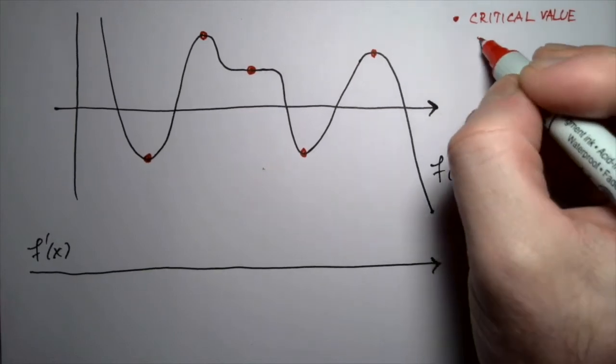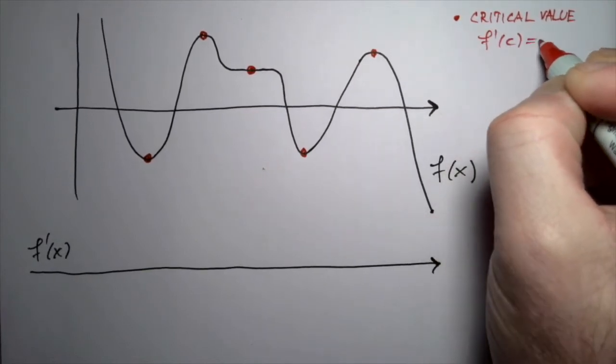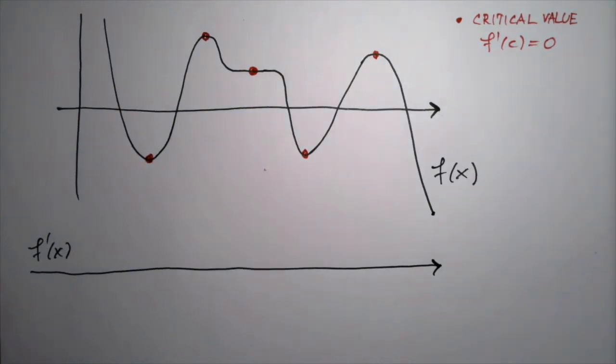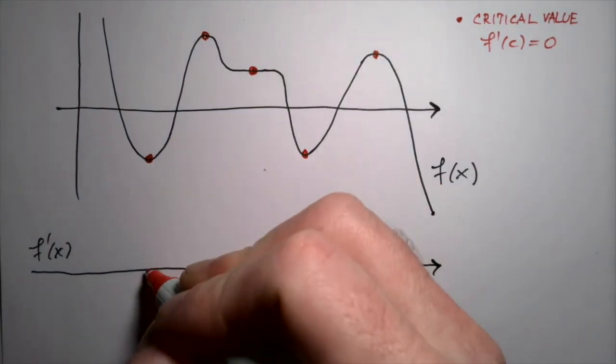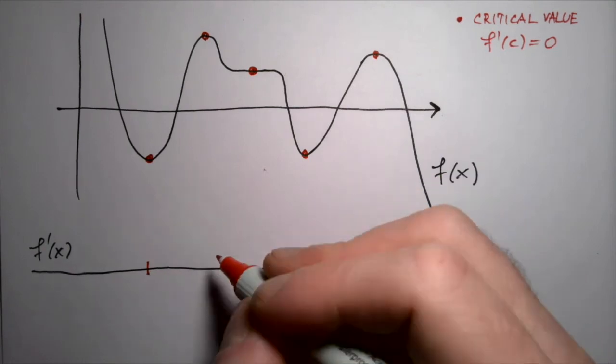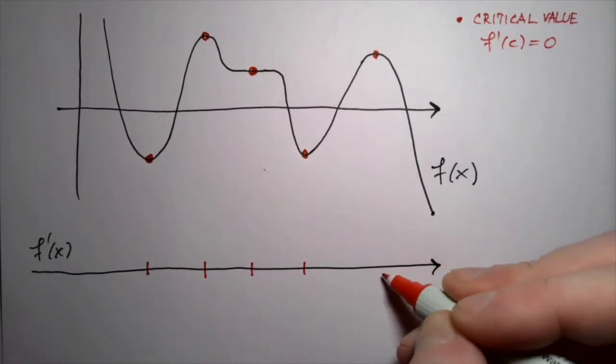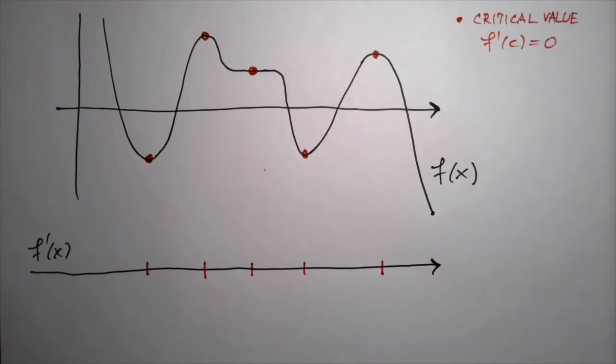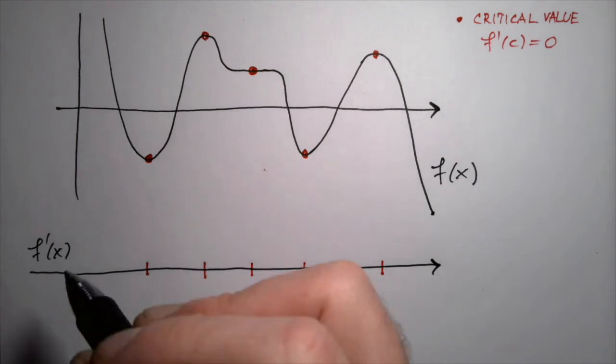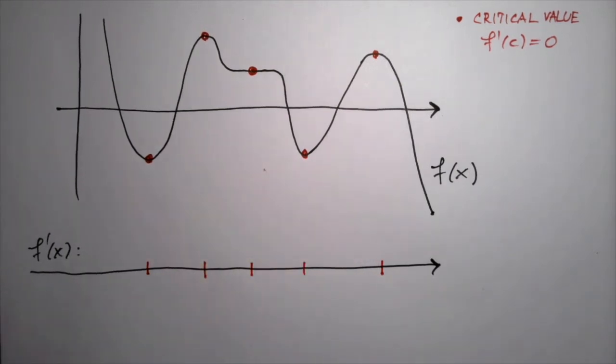So that's a spot where the derivative is equal to 0. That's what that means. And now let's put those on this new copy of the x-axis like this. So we have these 5 critical values. And now let's draw in whether or not the first derivative is positive or negative in between the different critical values on these various intervals.